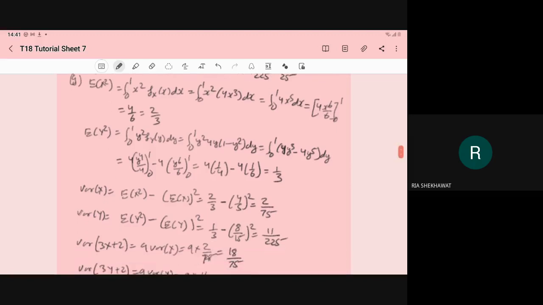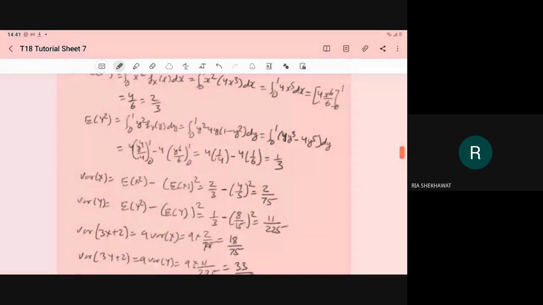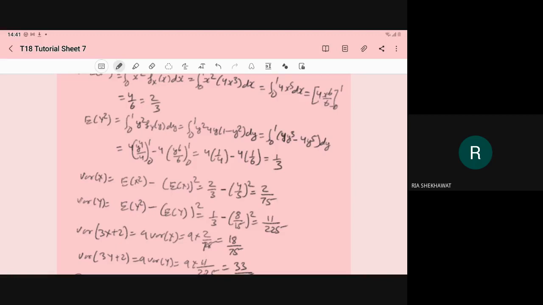So we know that the variance of x is E of x square minus the square of E of x. That is 2 by 3 minus the square of 4 upon 5, which will give you 2 upon 75. All the values we have computed. Then the variance of y is E of y square minus the square of E of y. So 1 by 3 minus the square of 8 upon 15, that is 11 upon 225.